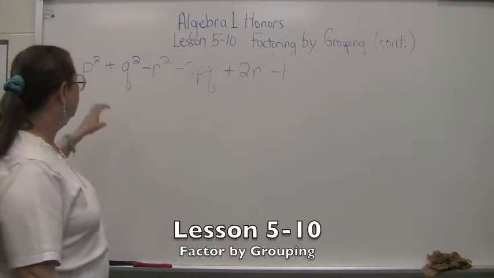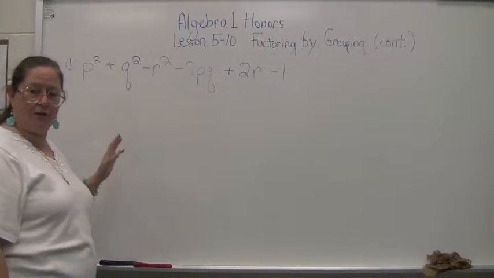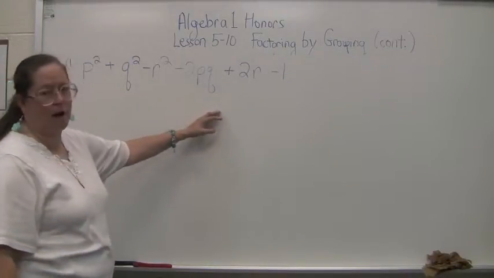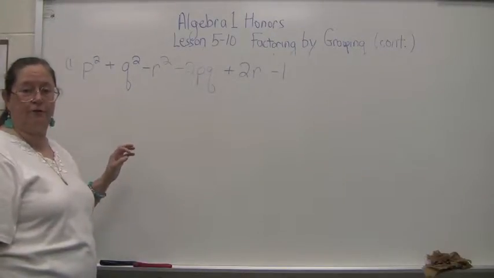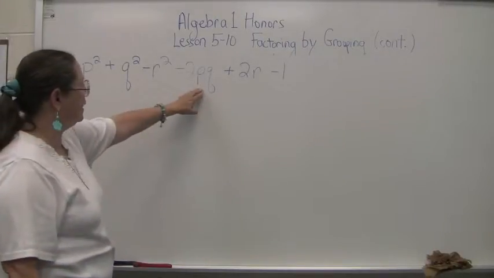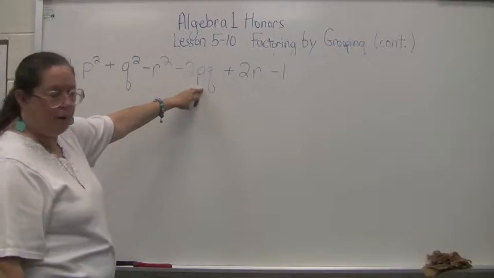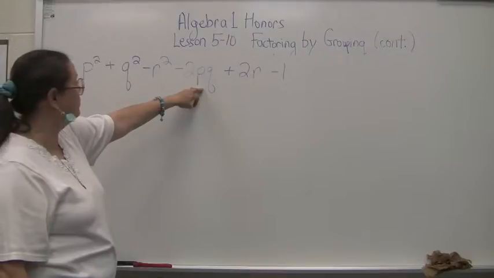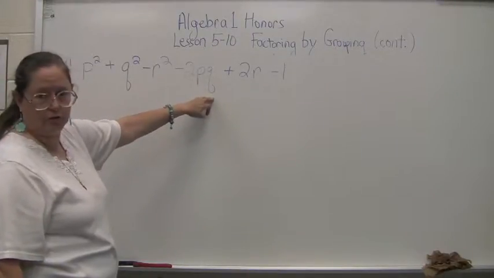Okay? Now, this looks like a horrible problem when you first look at it. But if you just take a minute and look all the way across, I think you can see at least some of the things you're going to have to group together. Here we've got a PQ. So if we have a PQ term, that means we need to be able to group together a P squared term and a Q squared term.